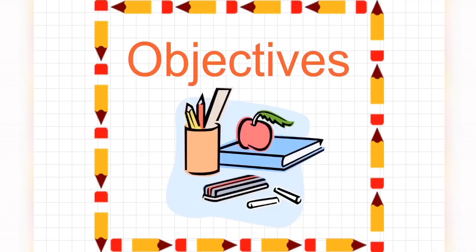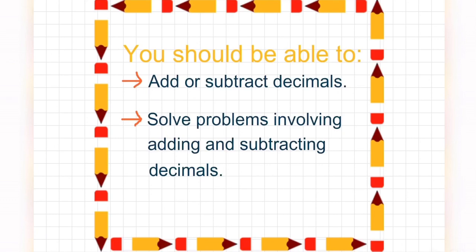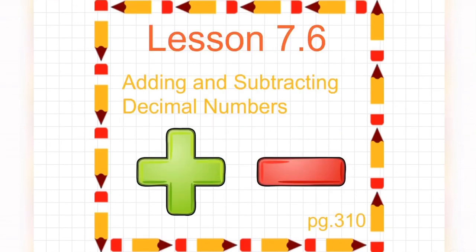Let's talk about objectives. In this lesson, you should be able to learn how to add or subtract decimals and solve problems involving adding and subtracting decimals. Lesson 7.6, Adding and Subtracting Decimal Numbers. Let's go to page 310 as a reference in your book.